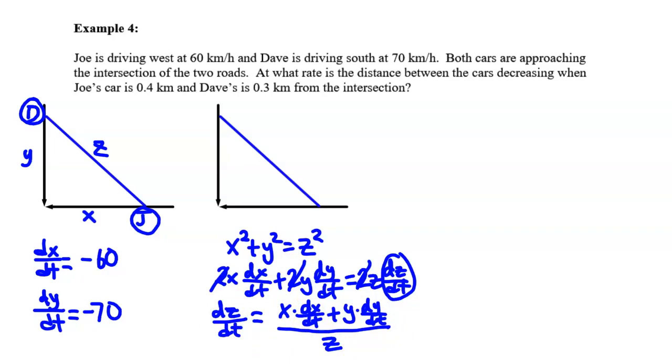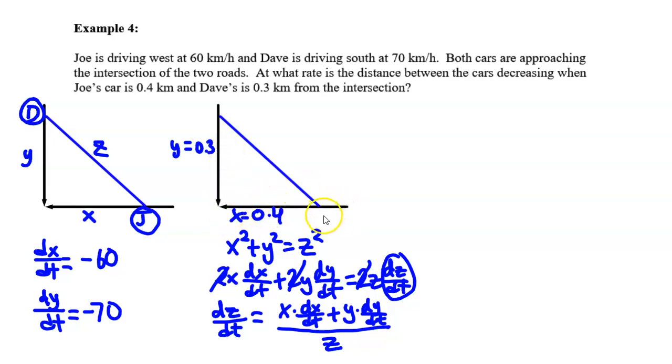So now we just need to use this related rates equation, but chances are good that I don't actually have all of the values that I need. So let's see what the second part says. At what rate is the distance between the cars decreasing when Joe's car is 0.4 kilometers away? So Joe is this way, so we've got 0.4 kilometers here. That's x. And Dave's car is 0.3 kilometers away from the intersection.